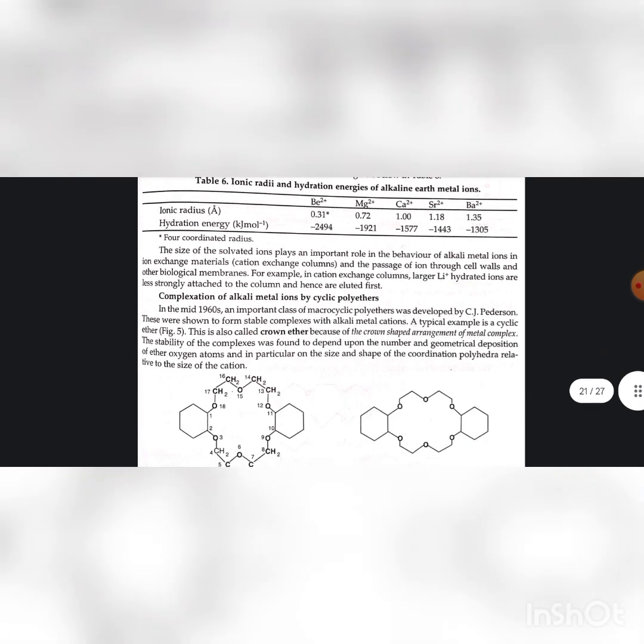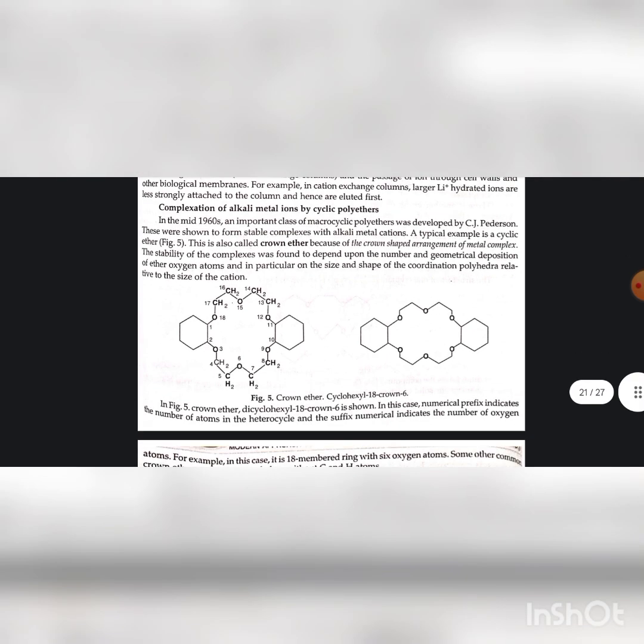The size of the solvated ions plays an important role in the behavior of alkali metal ions in ion exchange material and the passage of the ions through cell walls and other biological membranes. For example, in cation exchange columns, larger hydrated Li+ ions are less strongly attached to the column and hence are eluted first.